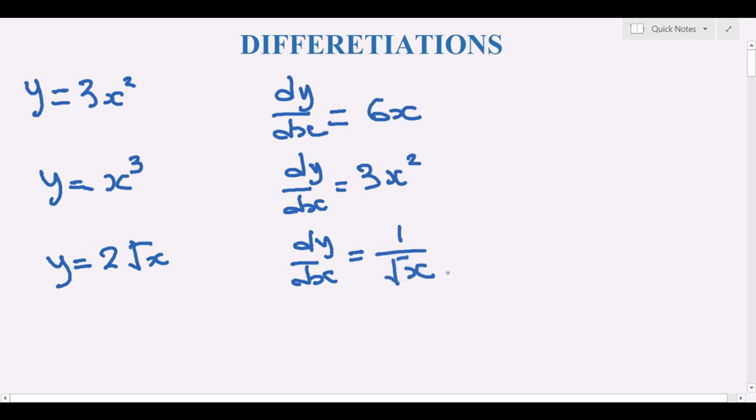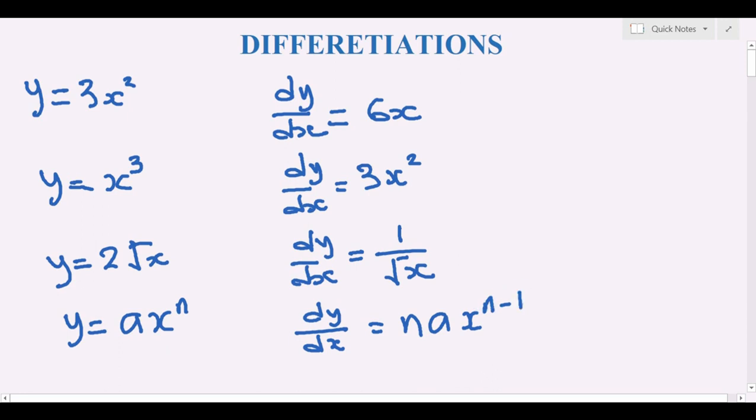root x. When you look at this trend, we could derive a notation for differentiation. This notation is y is equal to a x raised to power n. So it means that our dy/dx is equal to n a x raised to power n minus 1. This is our notation for differentiation. So we can use this particular notation to differentiate monomials, to differentiate terms in a polynomial. Let us use this in the differentiation of monomials.